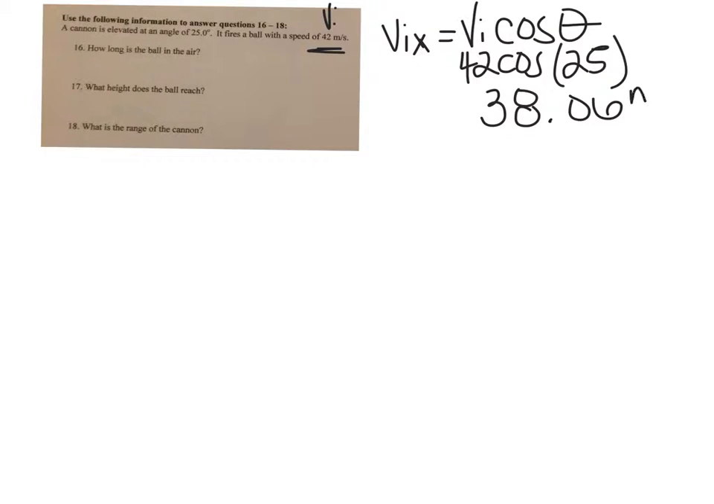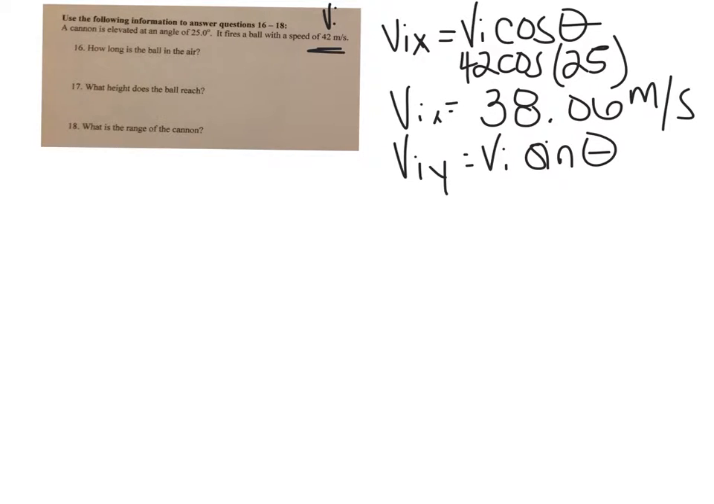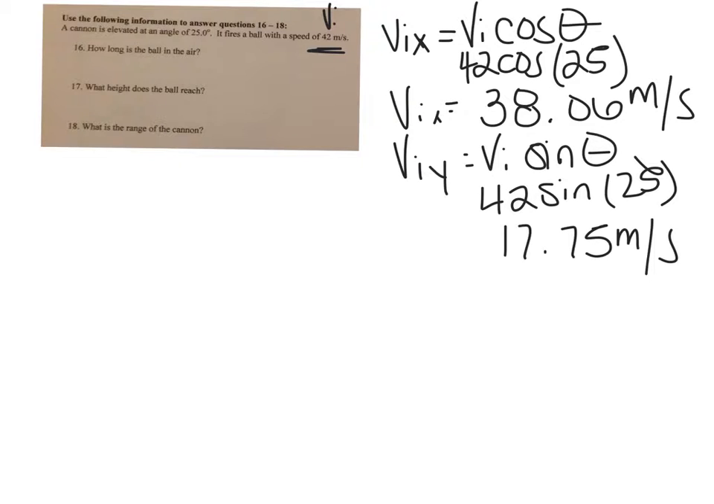So you've got your VI is 42, and then cosine and your angle is 25. When you type that in your calculator, you should get 38.06, and that's meters per second, because it's velocity. Then your VIY is going to be VI sine theta. So that'd be 42 sine 25, and when you type that in, it is going to give you 17.75 meters per second. So that's your VIY. That's your first step.